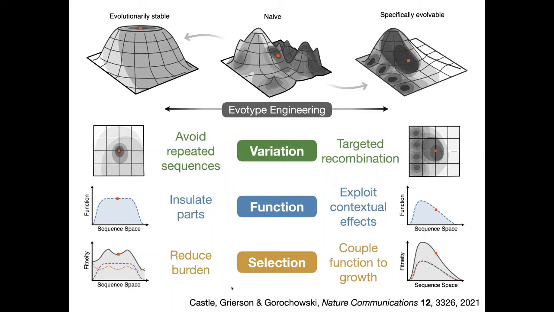Similarly, for things like selection, we know ways of reducing the burden that our designs place on a cell. And there are also examples where you can start to design systems and couple the function of a system to the ability for it to grow. And so this allows for these two aspects to become interwoven. Now, as you can see, we do have some principles and tools to start shaping these evolutionary potentials, but we probably still need a lot more.